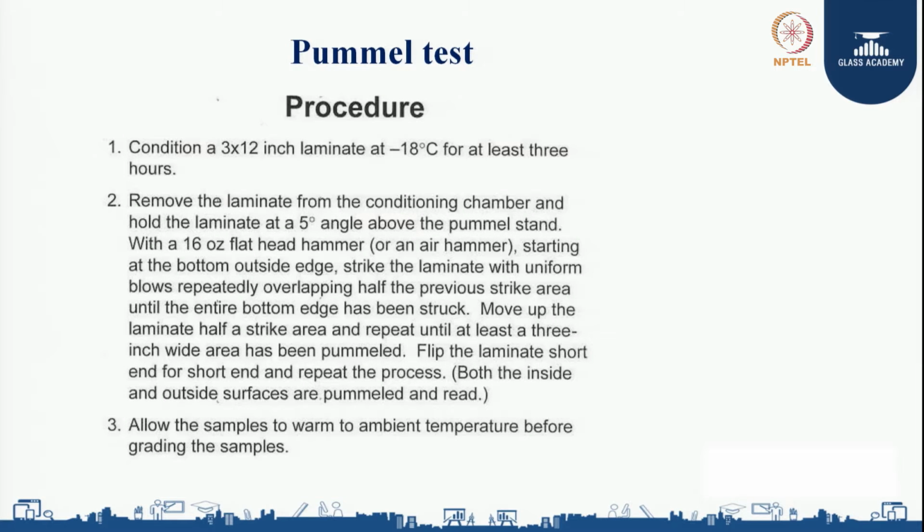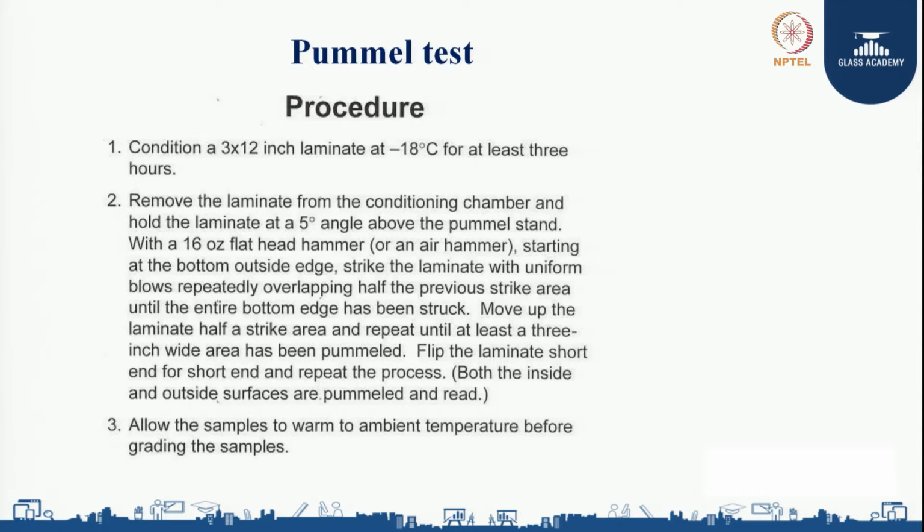The procedure is that a 3 by 12 inch laminate is cooled at minus 18 degrees centigrade for at least 3 hours. Then remove the laminate from the conditioning chamber and hold it at a 5 degree angle above the pummel stand with a 16 oz flat head hammer or an air hammer. Starting at the bottom outside edge, strike the laminate with uniform blows repeatedly, overlapping half the previous strike area until the entire bottom edge has been struck. Move up the laminate half a strike area and repeat until at least a 3-inch wide area has been pummeled.